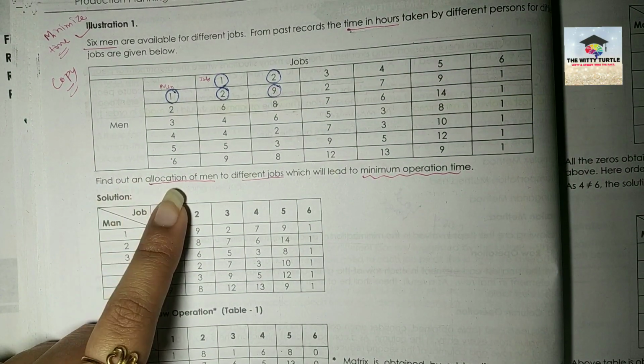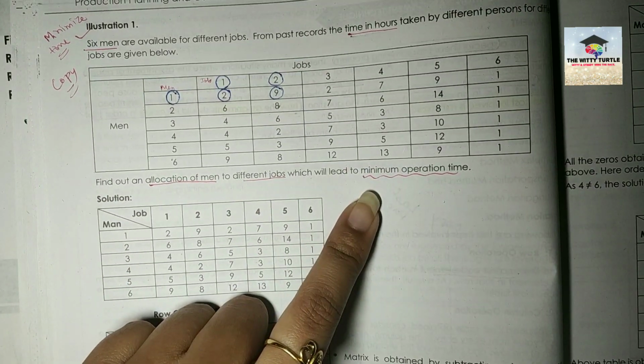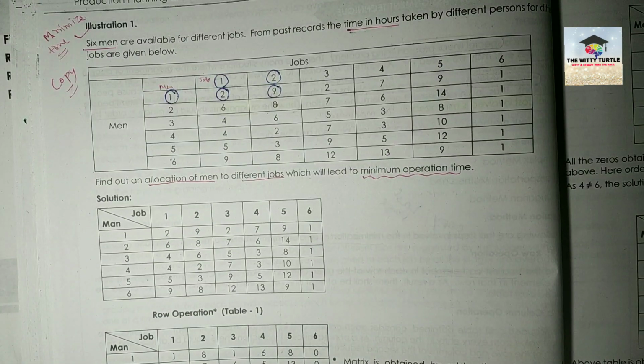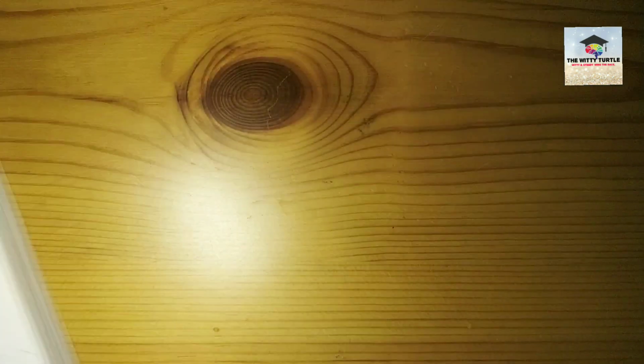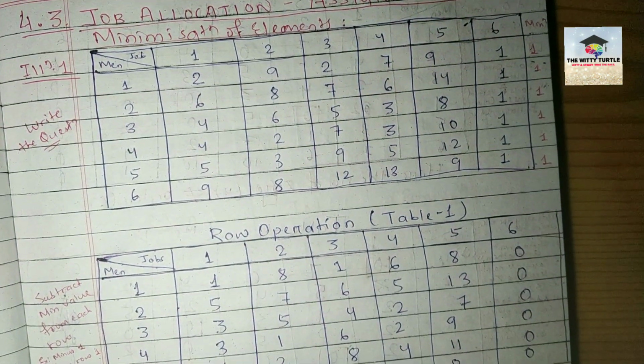So find out an allocation of men to different jobs which will lead to minimum operation time. That means you have to make the assignment in such a way that it will take less time. It will take minimum time. Understood? Now let's start solving the question. It will be better if you take out your copy and start solving this question along with me, and side by side try to make the notes also.